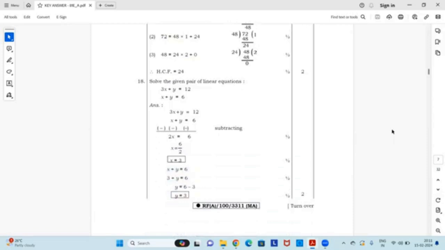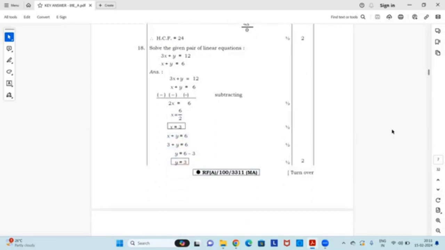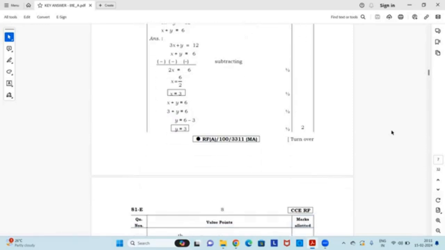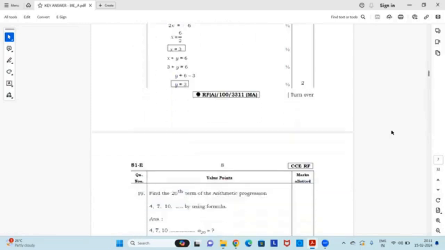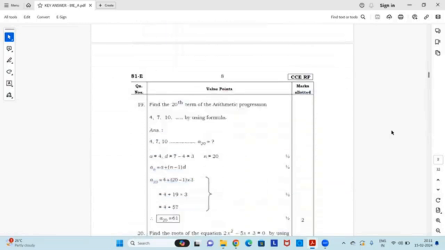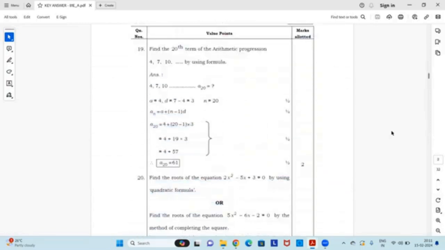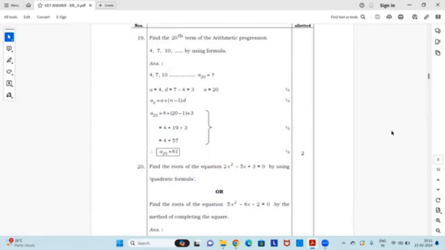Next, coming to question 18, solve the given pair of linear equations: 3x + y = 12 and x + y = 6. All the steps are given here, very clearly reflecting. Observe it. Take a screenshot again wherever needed. I'm repeating that.